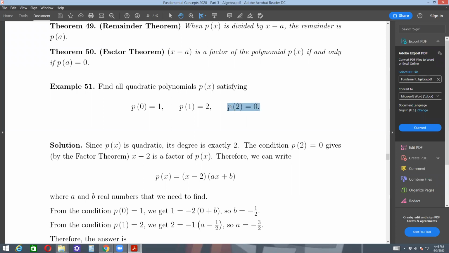condition could be used to simplify the problem a lot, actually. If p of 2 is 0, it means that x minus 2 is a factor of the polynomial, by the factor theorem. So rather than writing p of x as ax squared plus bx plus c, I could write p of x as x minus 2 times some linear polynomial. Because if the degree of the polynomial is 2, and I take a linear here, I must have a linear here so that when I multiply them, the degree becomes 2. So therefore I only have 2 constants now, a and b.